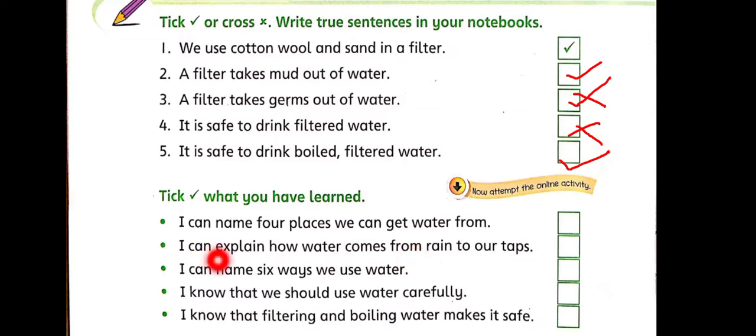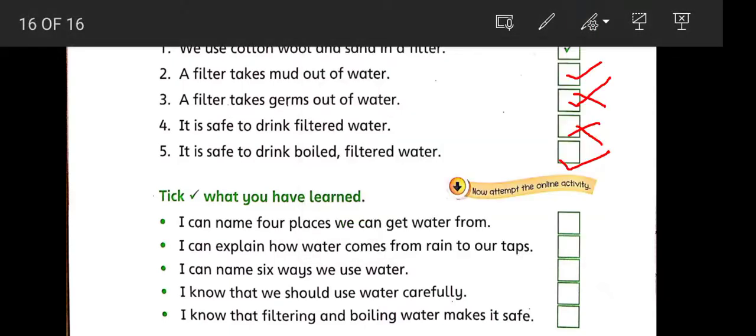And the last one is this, that I know that filtering and boiling water makes it safe. We have done this just now in today's lesson, and I hope that you all are very clear that if we want to turn dirty or muddy water into clean water, the safest water for human health, we should boil it and we should filter it also. So this water will be the safest for human use. So we have done all these points. I am sure about it. So I am putting the ticks here.